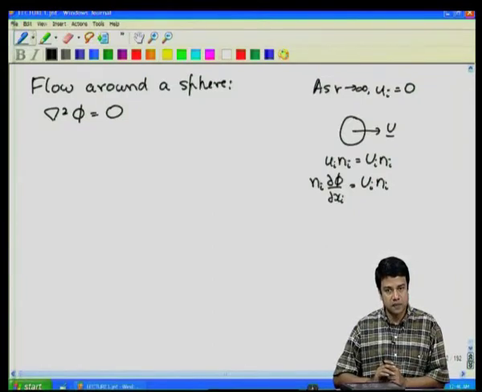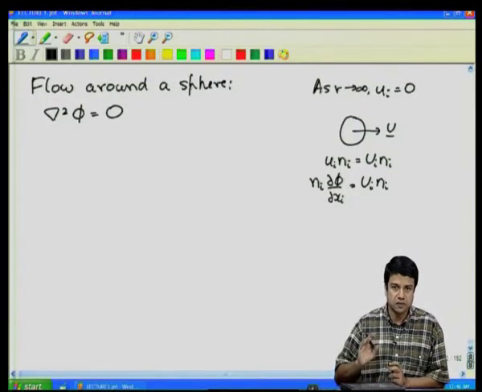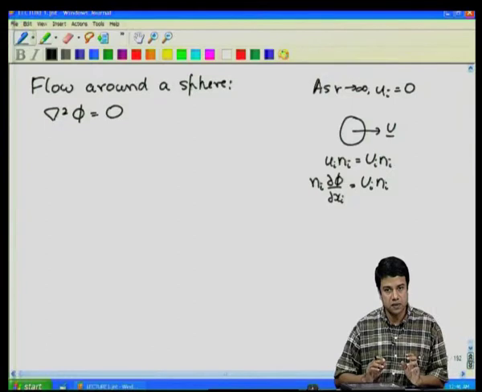We know the solutions for the Laplace equation: growing harmonics and decaying harmonics. In this particular case, we cannot have growing harmonics because the velocity has to go to 0 far away. The only solutions are the decaying solutions for the velocity profile.